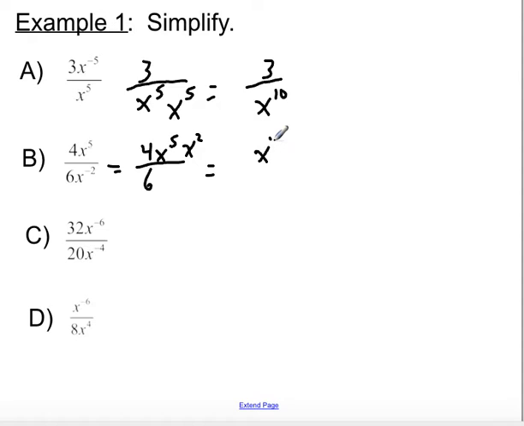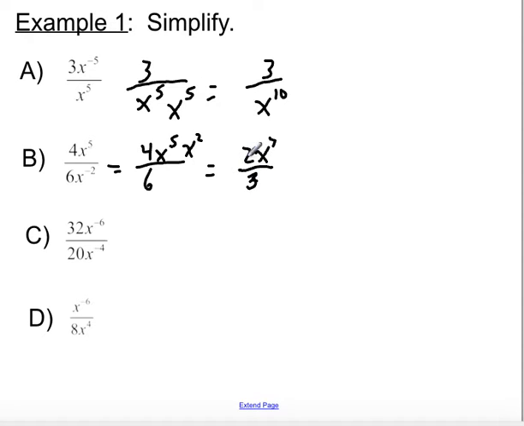And then notice that 4, 6 can be reduced down. What goes into 4 that also goes into 6? Well, 2 does. How many times does 2 go into 4? Twice. How many times does 2 go into 6? 3 times. So we get 2 times x to the 7th all over 3.